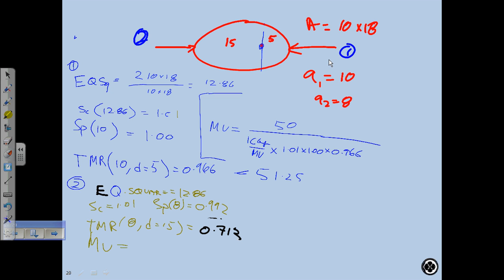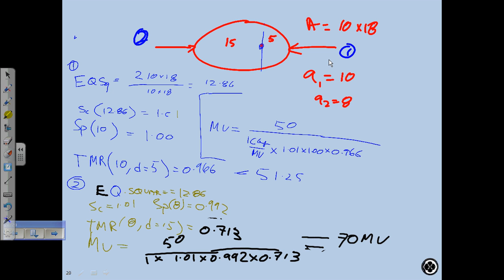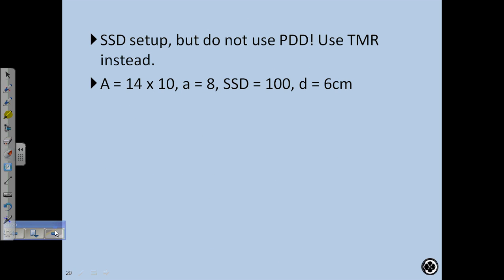Okay, so 50 over all of that. Seven zero, right? Yep. Okay, 70 MU. Cool. Those are real basic calculations. Let's keep going.